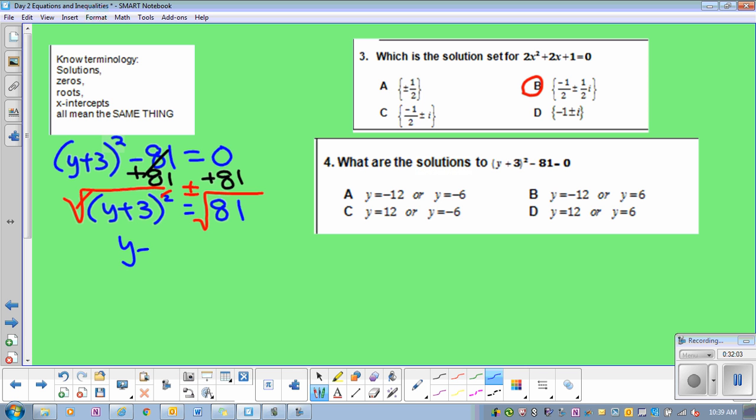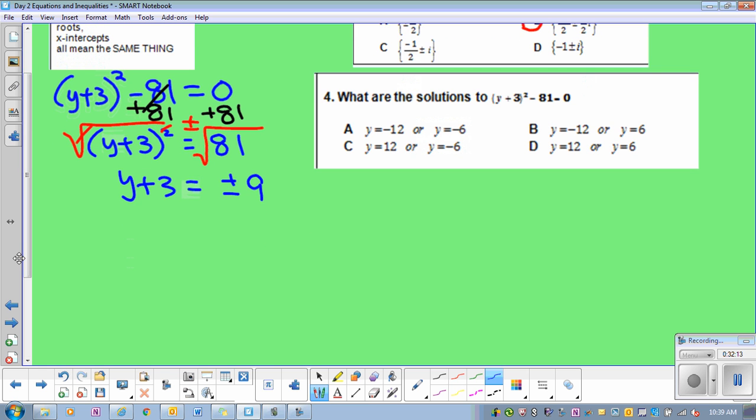And then you get y plus 3 equals plus or minus. What's the square root of 81? 9. So now, in order to solve for y, I need to subtract the 3. But guys, what happens if I subtract the 3 and there's a plus or minus on the other side? Where does that minus 3 go? In front of the plus or minus, right?